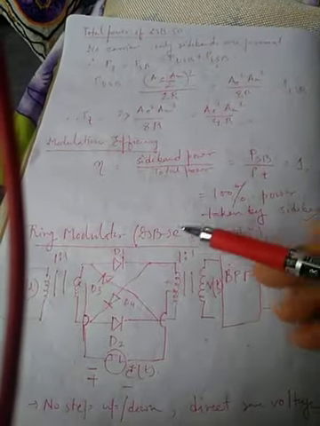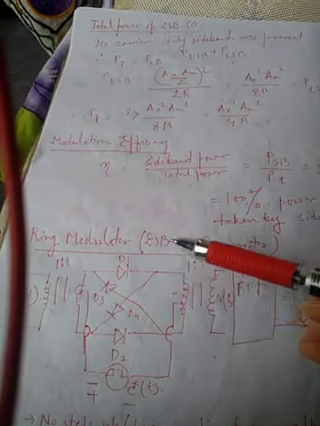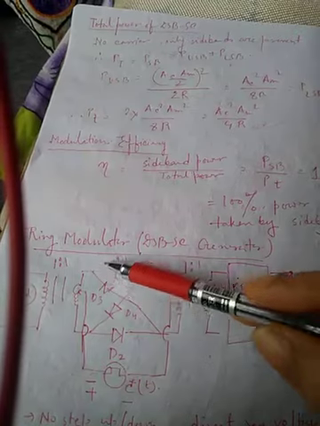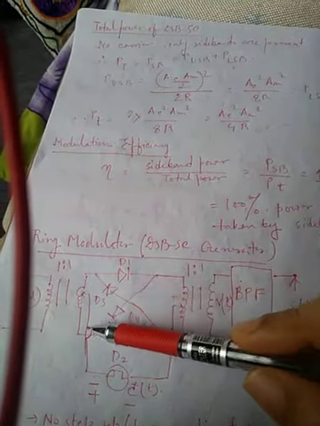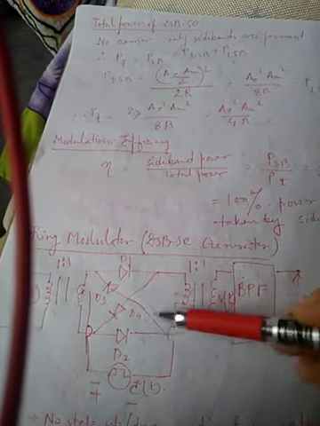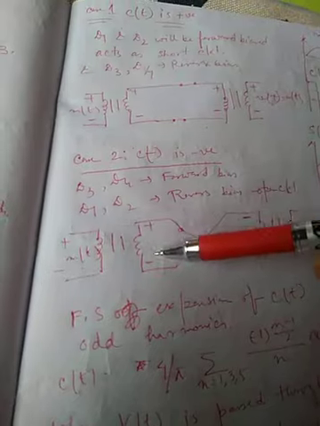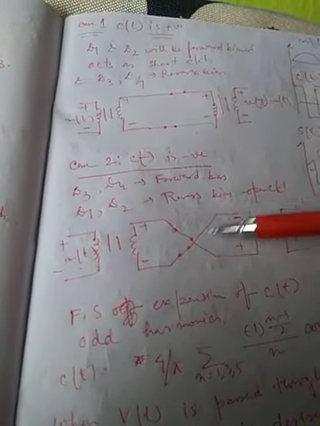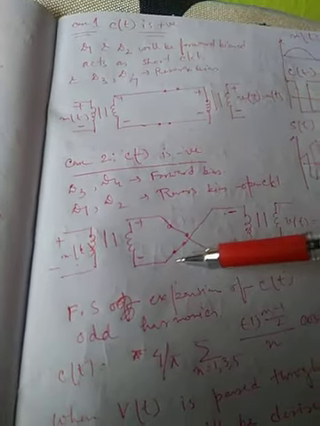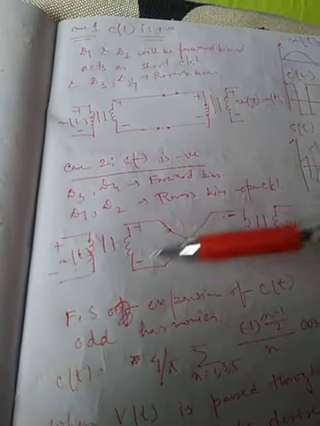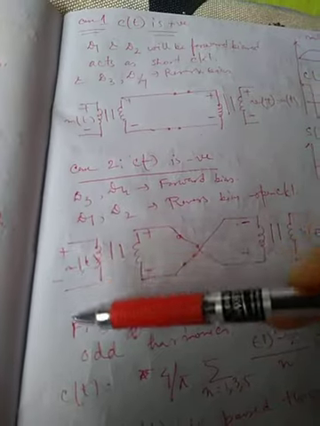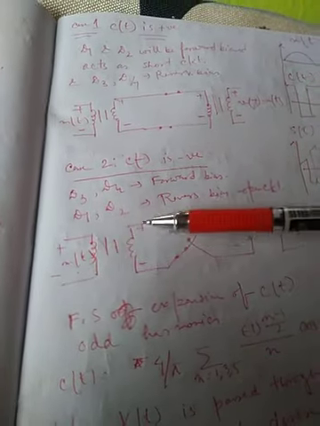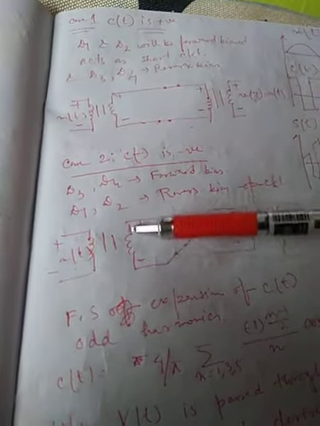And when D3 and D4 are forward biased, the current that flows will have the same magnitude and polarity, and they will cancel each other. That is why this circuit is redrawn this way, where D1 and D2 are now reverse biased, so there is no D1 and D2, only D3 and D4 paths are short circuited, and now whatever message signal I am applying is coming to the secondary winding of my transformer.